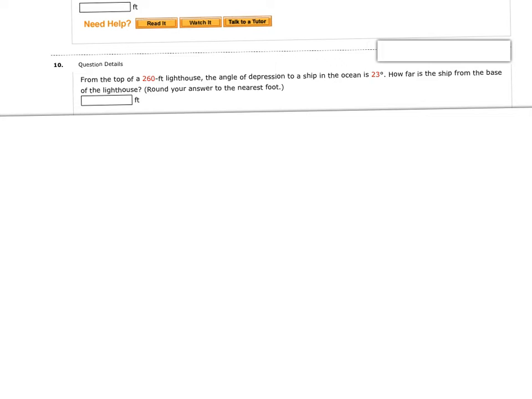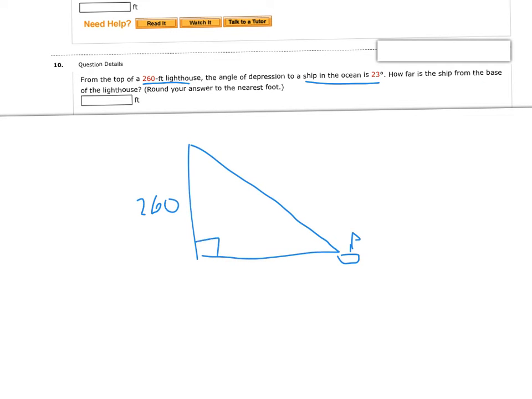All right, next up here, it says from a 260-foot tall lighthouse. So I know my lighthouse is 260 feet tall. The angle of depression to a ship in the ocean is 23 degrees. So I'll draw a little boat here. An angle of depression is one that people mess up a lot. And so I'll make my triangle, but just know that the angle of depression has to be from the horizontal down. So we have to draw the 23 degrees up here.